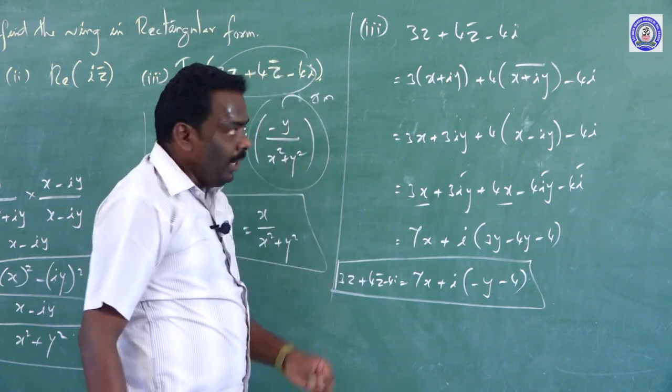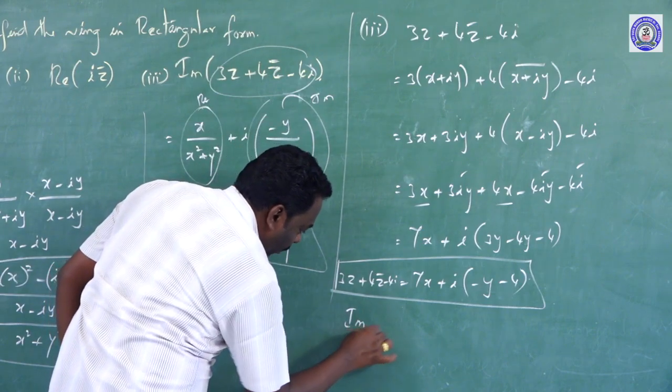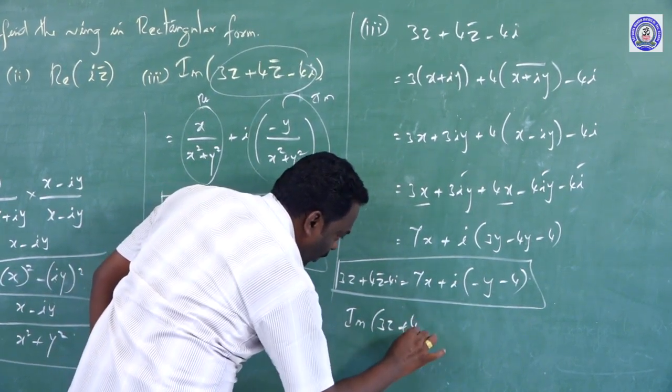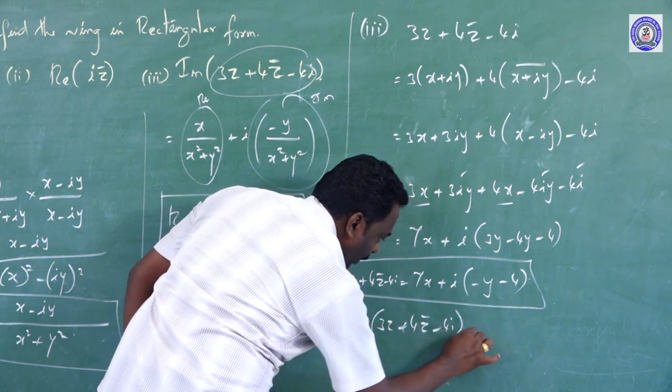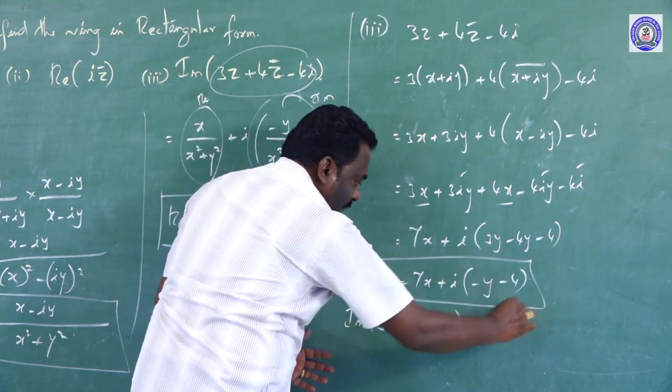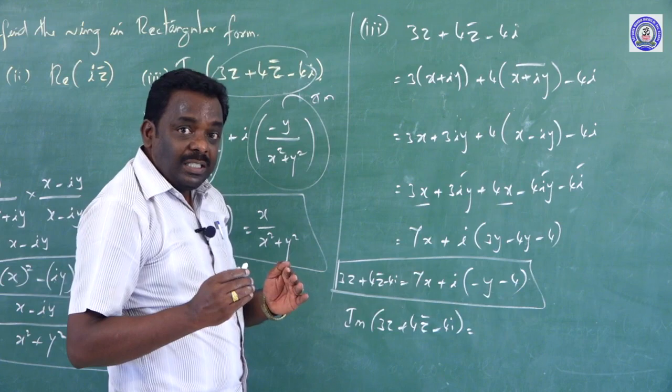Now what we want to find is the imaginary part of 3z plus 4z bar minus 4i. So in the last simplification, we have to collect the imaginary part only.